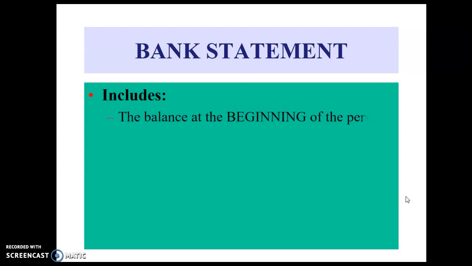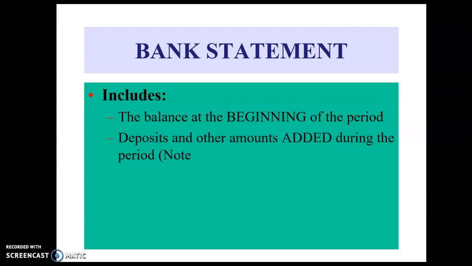Now, you're going to get a bank statement for the business, and that statement will have a date on it. More often than not, the date is the end of the month, but it doesn't have to be. It shows the balance at the beginning of the period according to the bank account, and any deposits that were added during the period, during the month, that increased the bank amount.